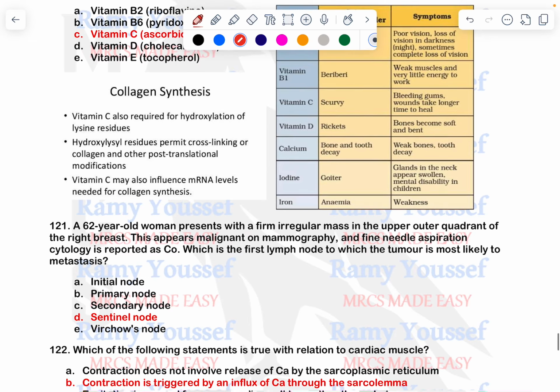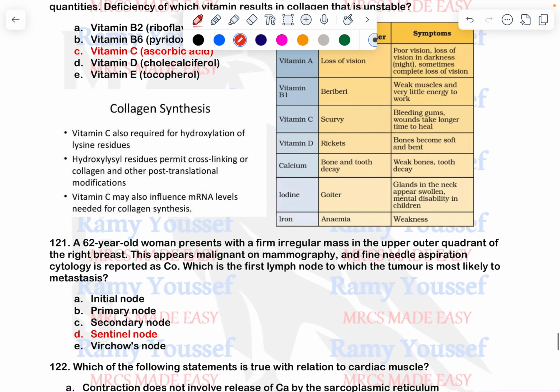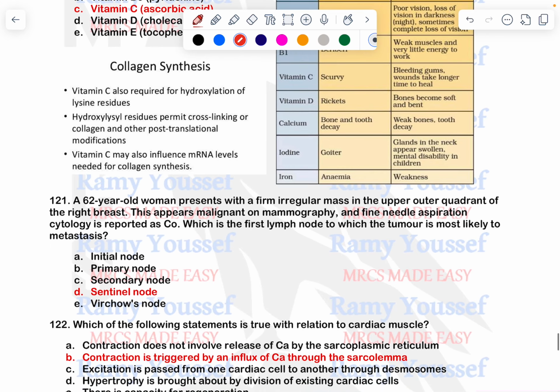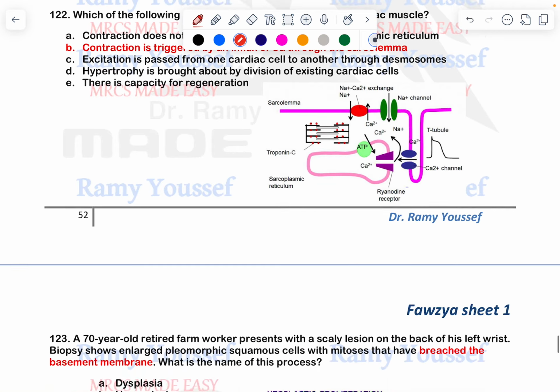The first lymph node is the sentinel node. Which of the following statements is true in relation to cardiac muscle? Contraction is triggered by calcium influx. Calcium is important for cardiac muscle.